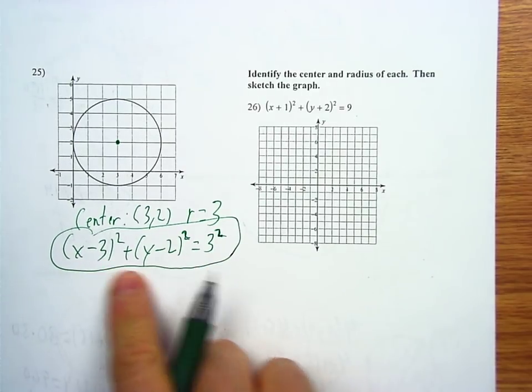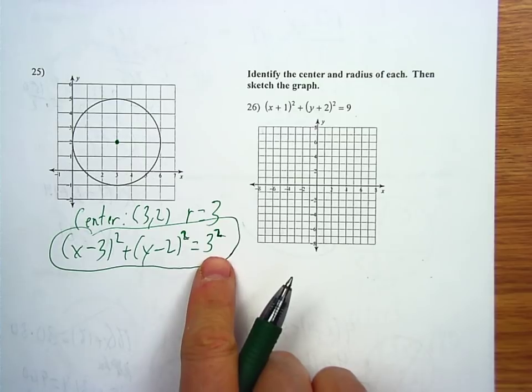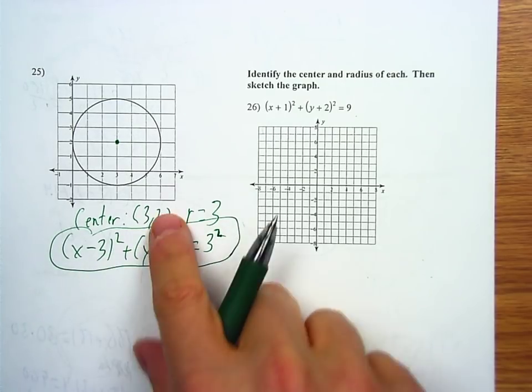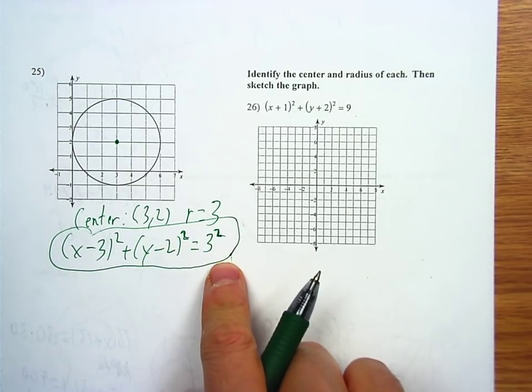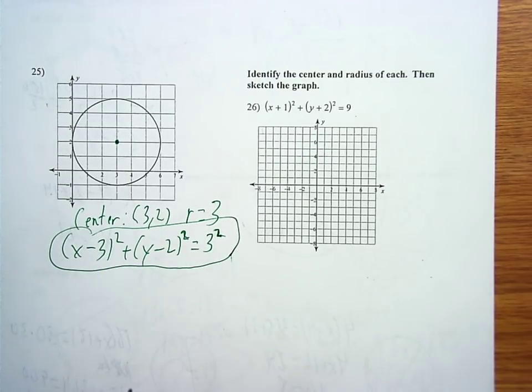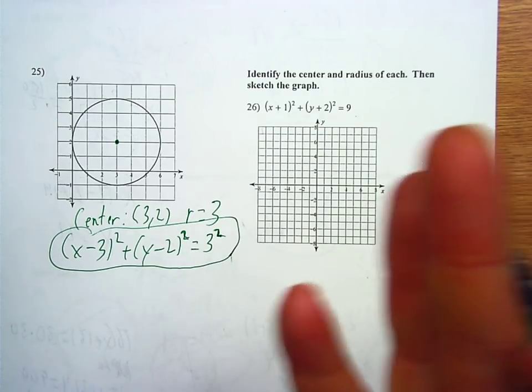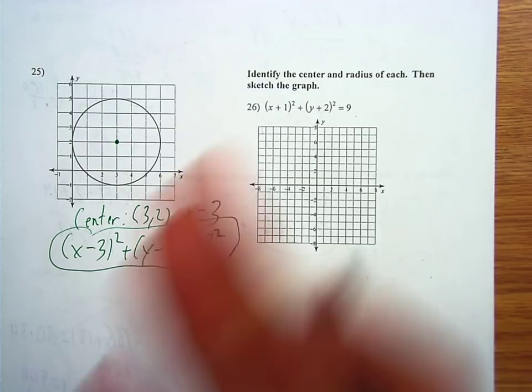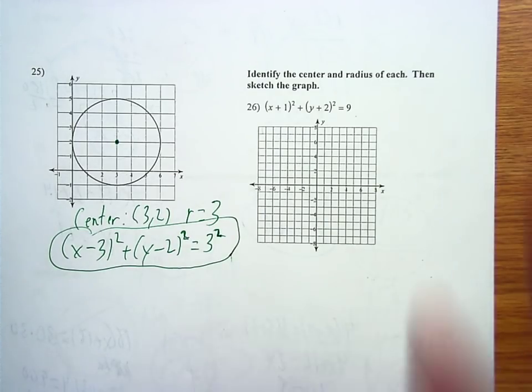X minus h squared plus y minus k squared equals r squared. H, k, and r. Very similar to the parabola form. Very similar to the point slope form of the line as well, where you do point slope form, it's y minus y1 equals m times the quantity x minus x1.